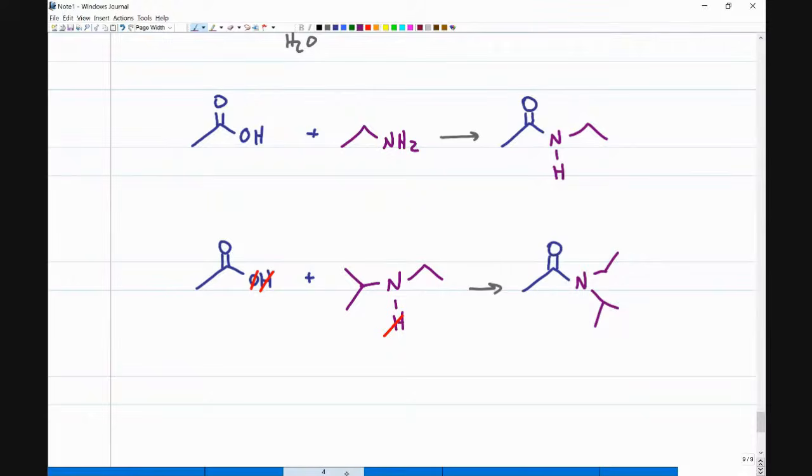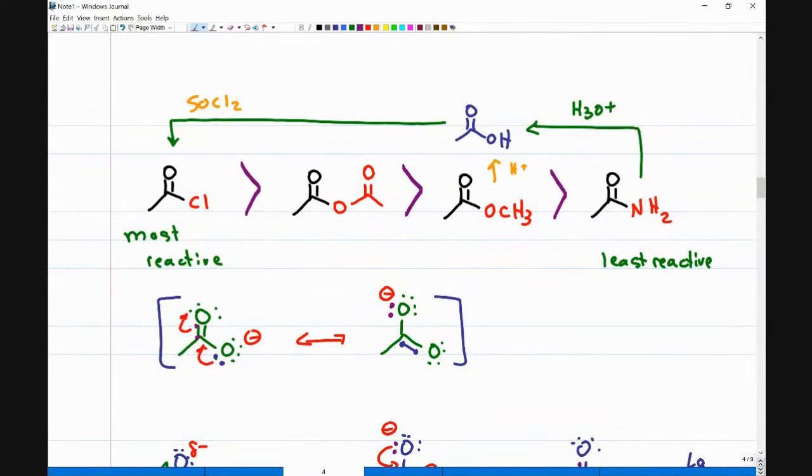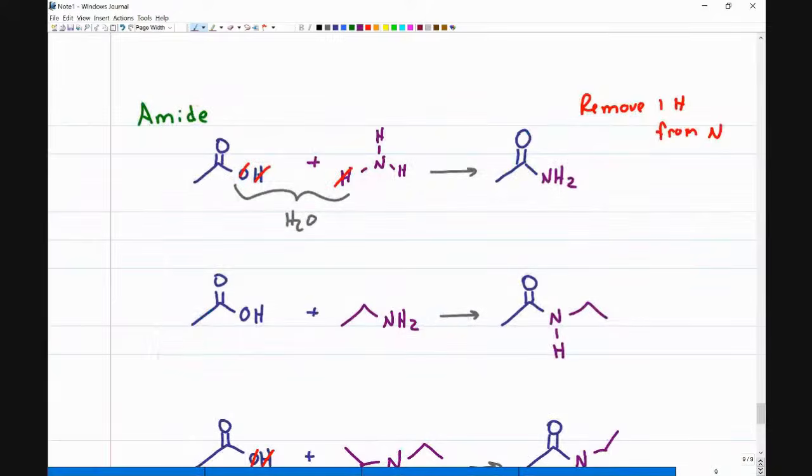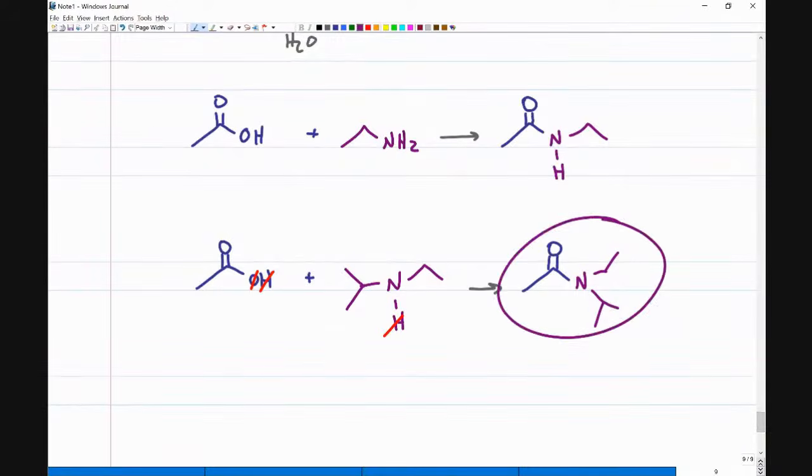When I showed you the reactivity, I told you that if you're starting with an amide, the least reactive, we want to turn it into a carboxylic acid and then an acid halide. The nitrogen, the reason this is such a bad leaving group and so unreactive is because N as a negative is not very stable.